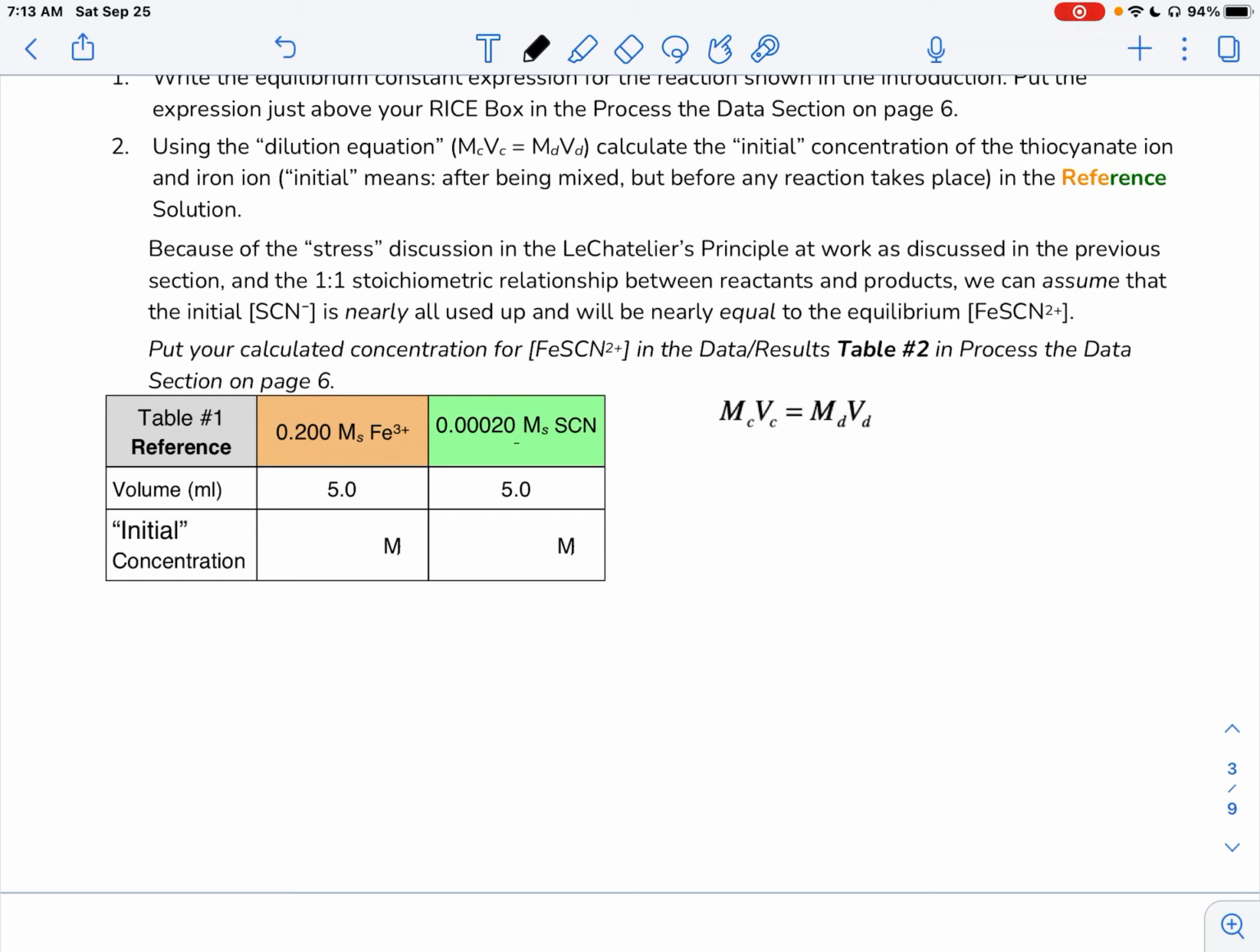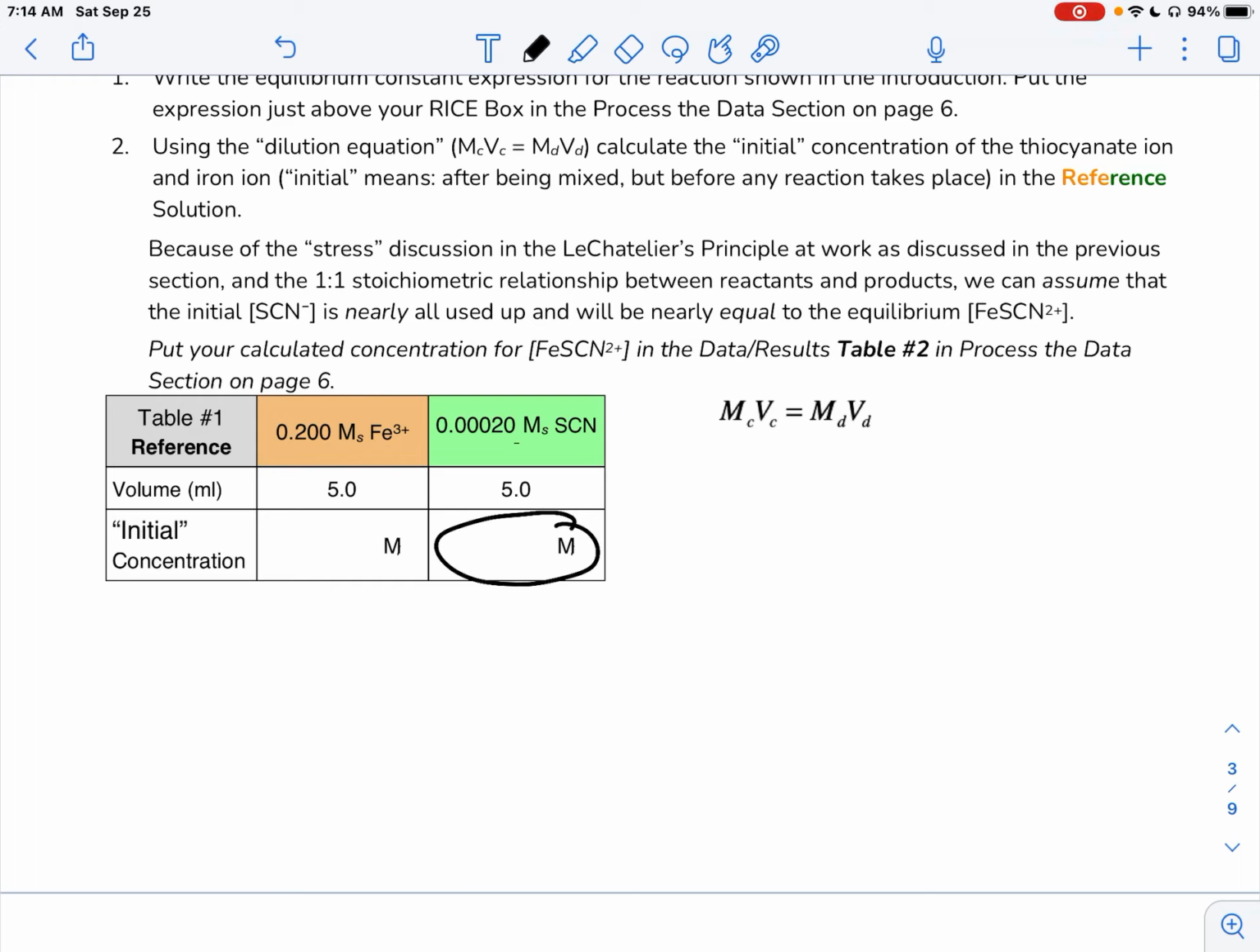Because of the stress discussion in Le Chatelier's principle at work as discussed in the previous section, and the one-to-one stoichiometric relationship between reactants and products, we can assume that the initial SCN minus is nearly all used up. So that's what I was saying before. Okay, so put your calculated concentration for FeSCN2 plus here, and then we'll also put this number on our other table on page 6.